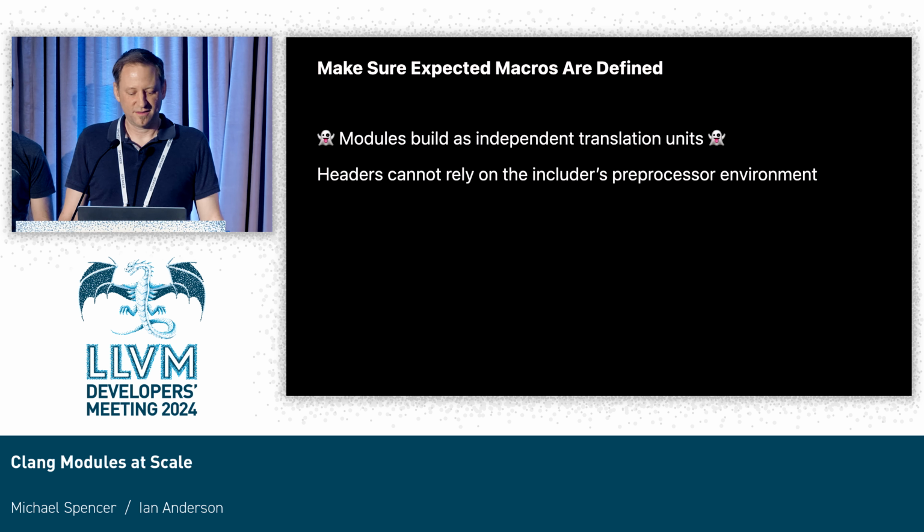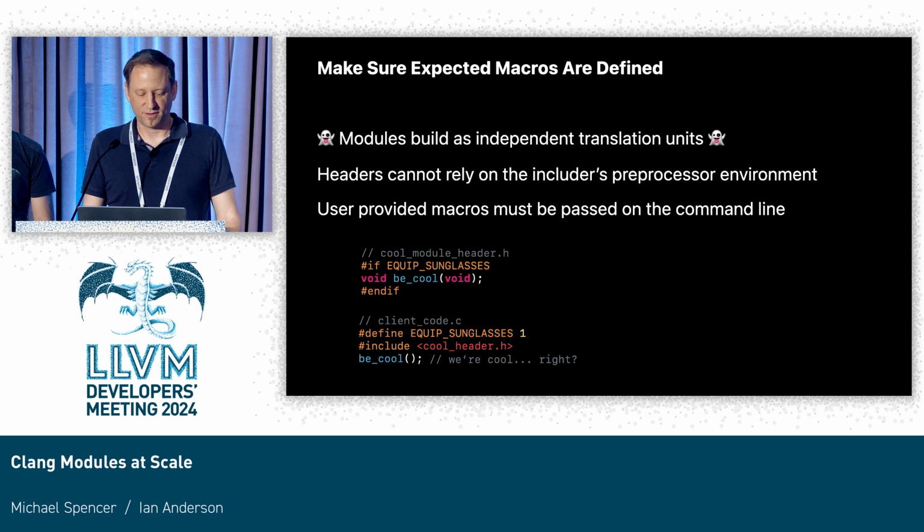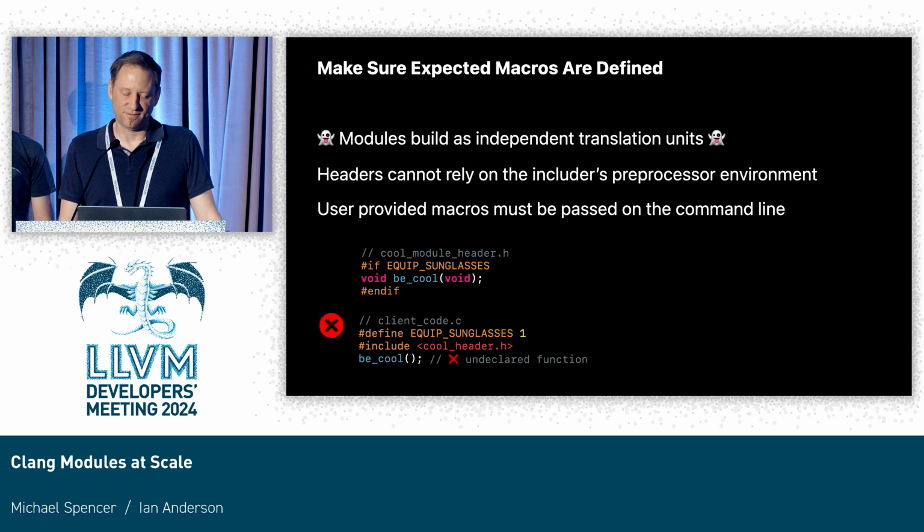So that was pretty easy. The confusing one, though, is that user-provided macros now need to be passed on the command line. So you have some pretty basic code that looks like this. You have this one module that conditionally adds additional API depending on a macro definition that the client passes in. And usually you define it, you include it, and there it is. Seems like you're fine. Except in modules, you're not fine, and your function isn't found.